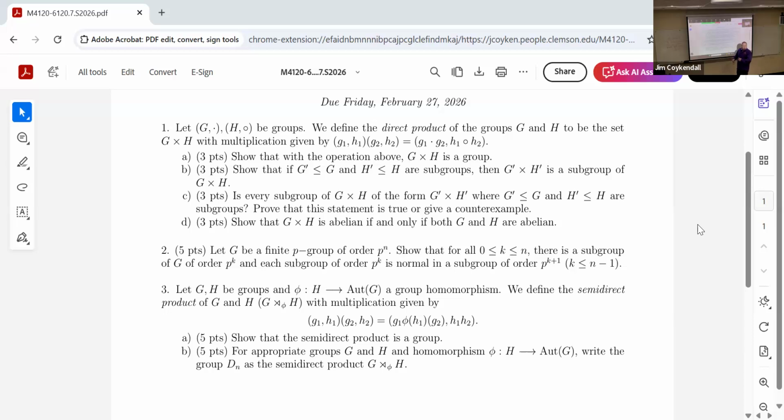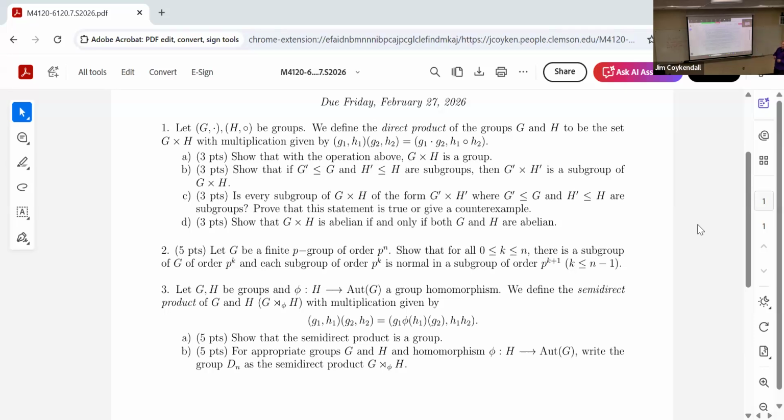So prove this is a group. That shouldn't be too difficult. Show if I have subgroups G prime of G and H prime of H, then G prime cross H prime is a subgroup of G cross H. And I've got a follow-up in part C: is every subgroup of G cross H of this form? So you can build subgroups of this form of the direct product, but is any subgroup of that form? Prove this is true or give a counterexample. And finally, show that the direct product of G and H is abelian if and only if both pieces are abelian.